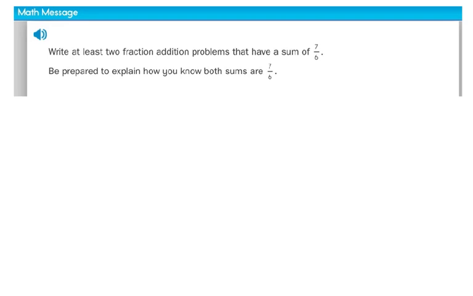So let's go ahead and on our whiteboards, I want you to write at least 2 fraction addition problems that have a sum of 7/6. So remember, the denominator must be 6 and the numerators must add up to 7. Go ahead and pause your video and write down at least 2 different ways that you can add some fractions with a denominator 6 that the numerator would equal 7.